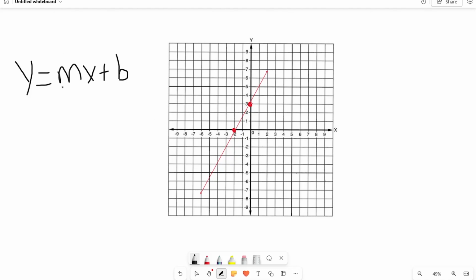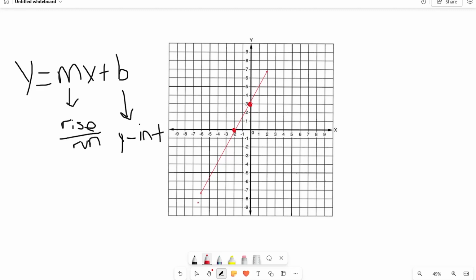So, m is the rise over the run. I'll explain that later in the video. b is the y-intercept. Now we have a practice problem right here, so I can show you what all of this means. Now, here we go. So, b is the y-intercept.